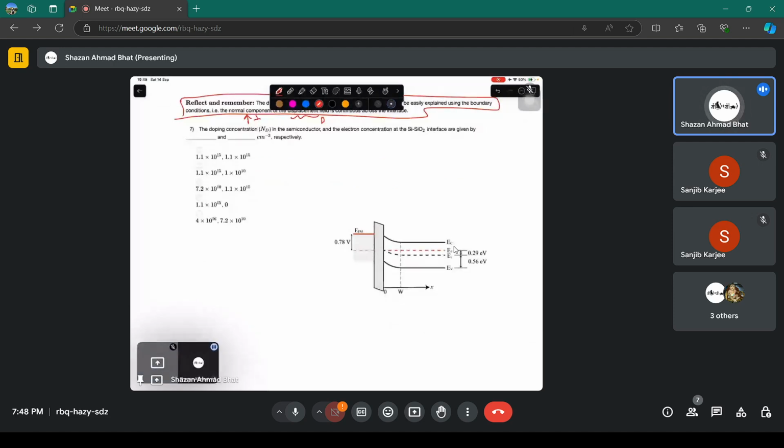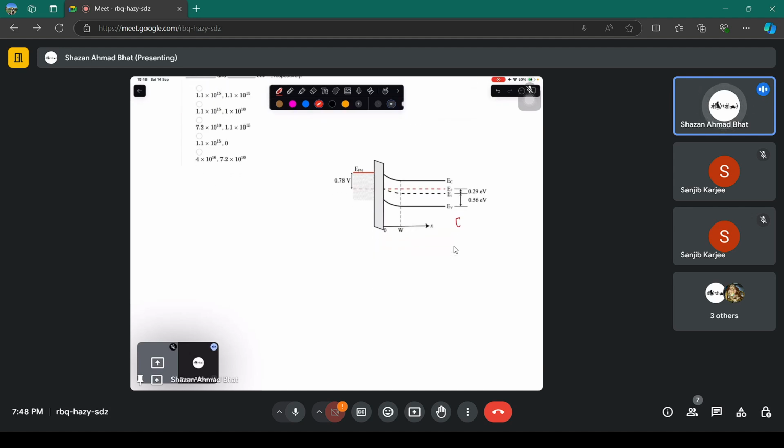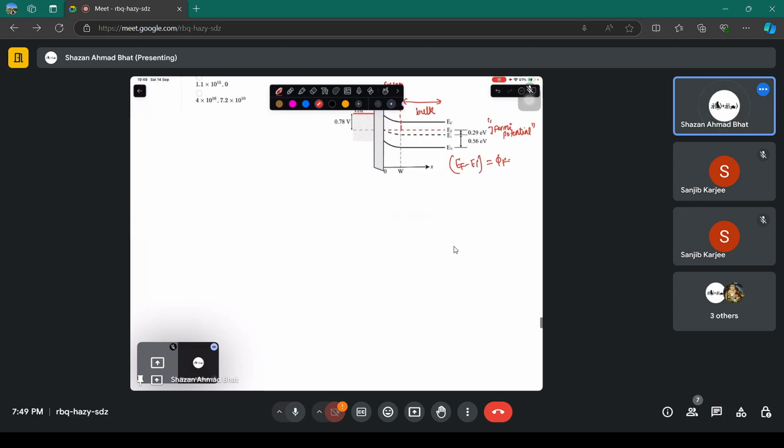Now, moving on to question 7: the doping concentration in the semiconductor and the electron concentration at this interface are given by... How are you going to compute the doping concentration? We are given all the details. We are given EF minus EI, which is called the Fermi potential, the difference between the Fermi level and the intrinsic level in the bulk. Up to this region it is called bulk. This is the surface or the interface region.